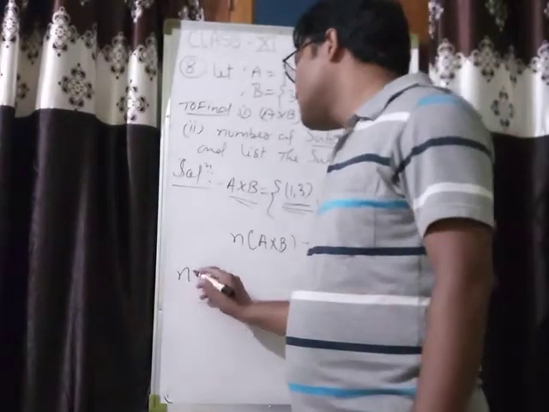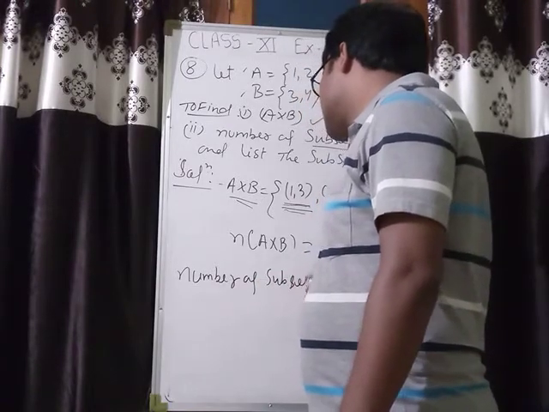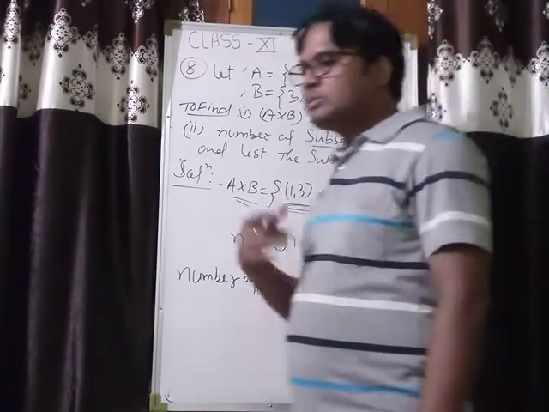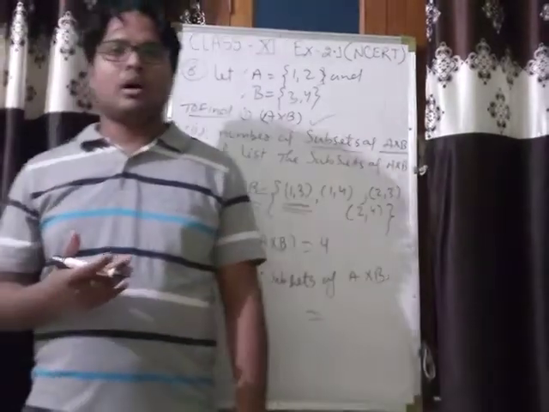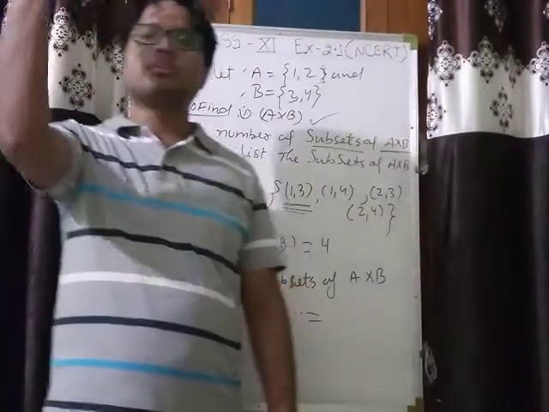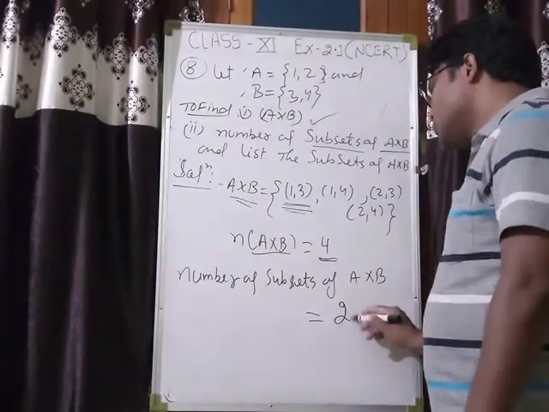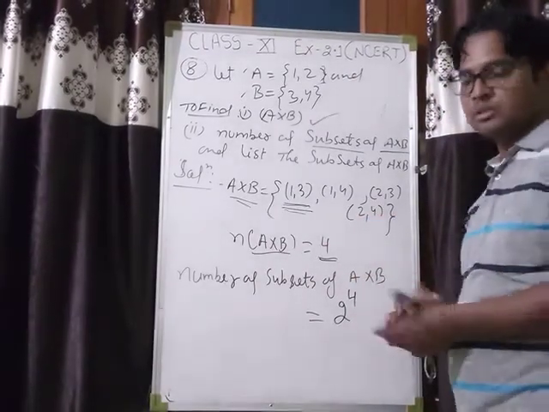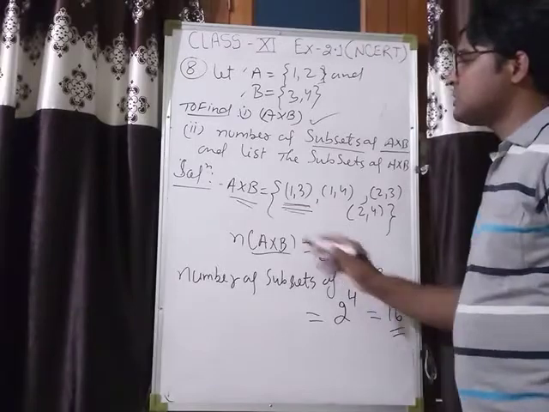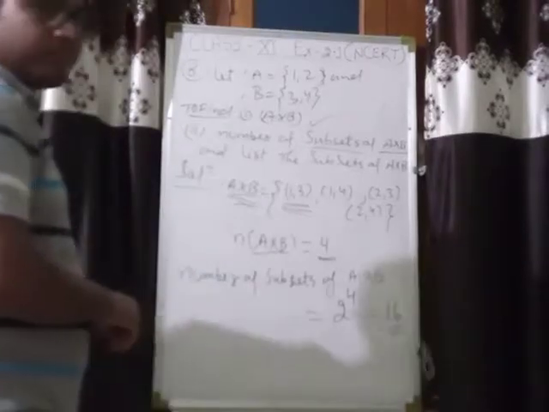Now the number of subsets of A cross B. We know that the number of subsets of any set having n elements is equal to 2 to the power n. Clearly, because A cross B has 4 elements, it has 2 to the power 4 subsets. 2 to the 4 is 16. That is, a total of 16 subsets of A cross B exist. So the next question: list out those subsets.